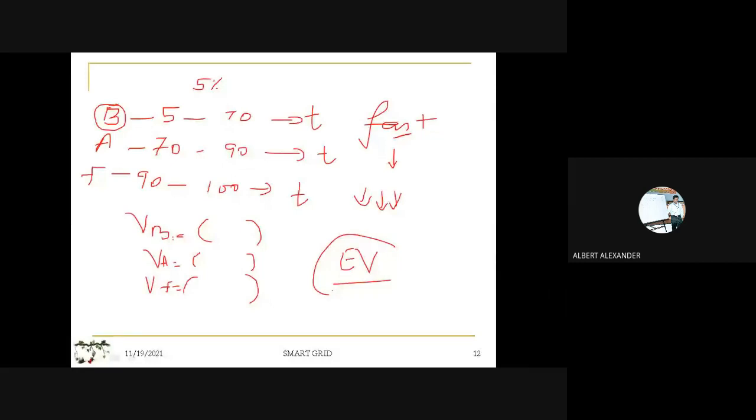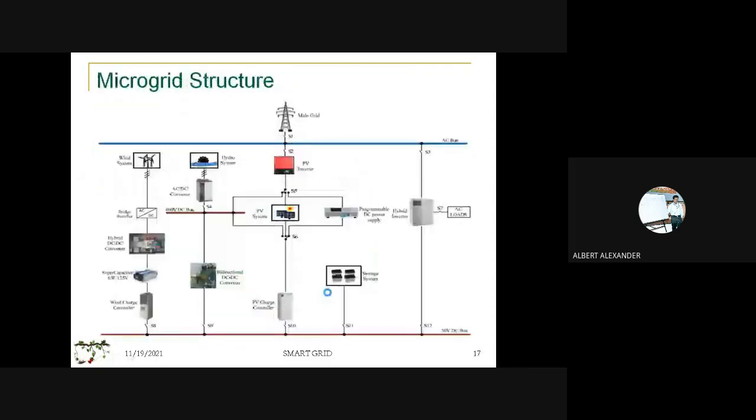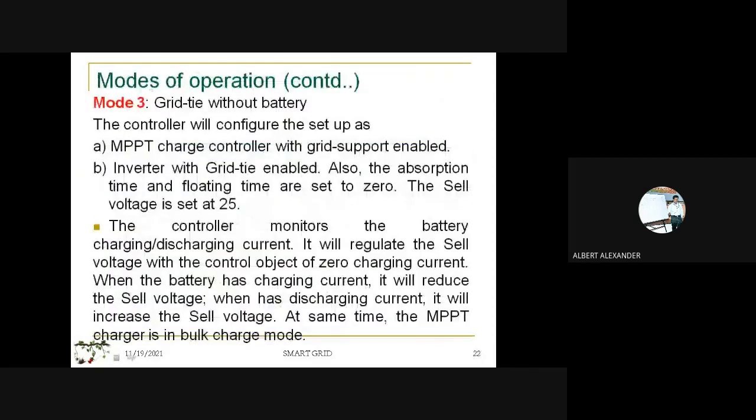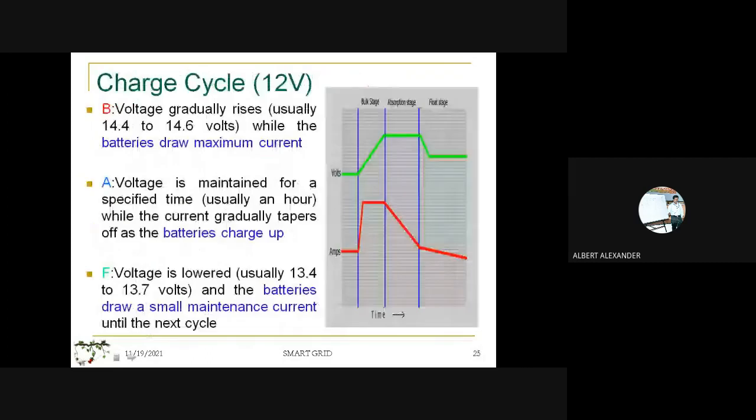If it has 3 different stages, we have to understand these 3 stages step by step. That is what we have to keep in our mind about how this charging takes place. Now, with the help of a graphical structure, I will show you how the charging takes place. See, this is a charging cycle of a typical 12-volt battery.